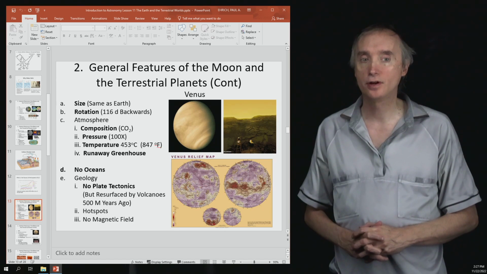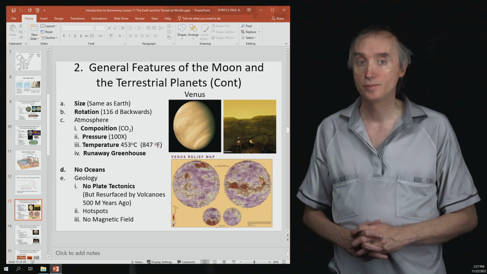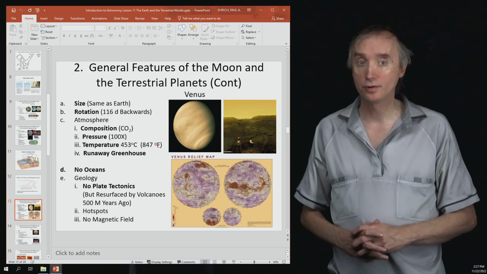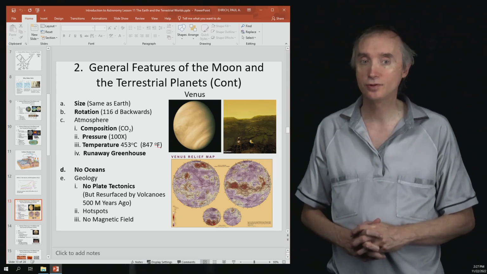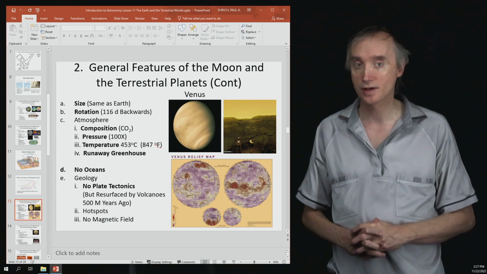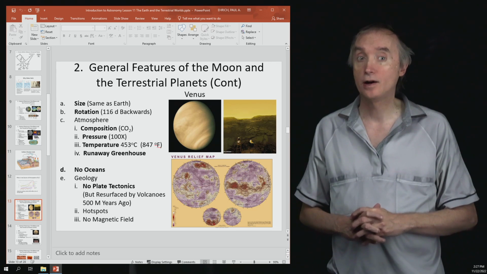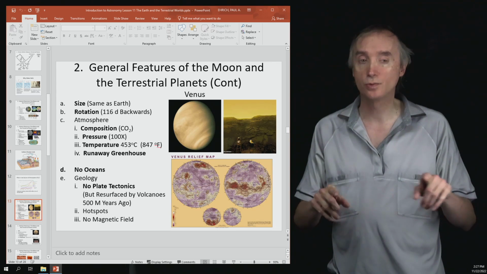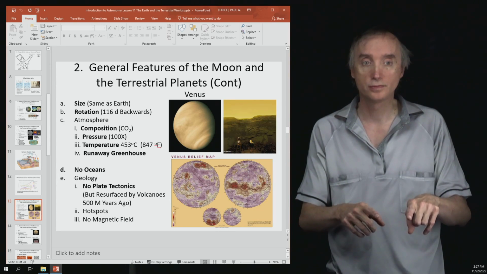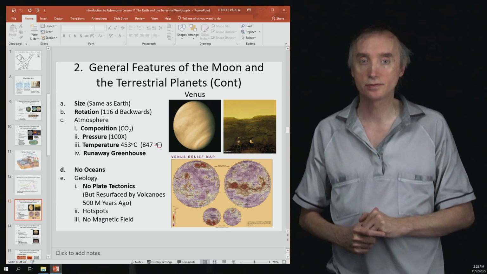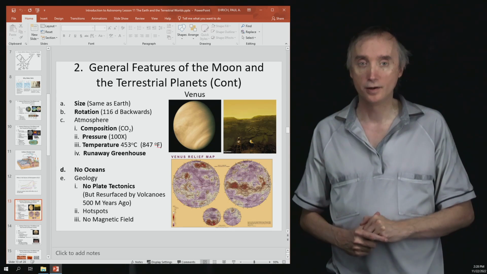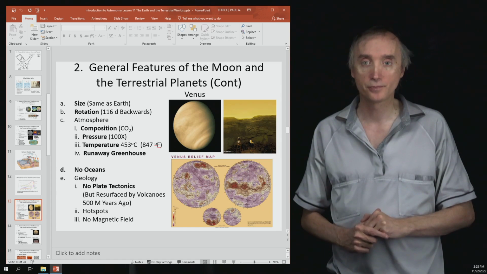So the first thing that you're going to notice is that it's the same size as the Earth. Okay, now that's important because if it's the same size as the Earth, it should be as hot on the inside as the Earth, which it is. Okay, now inside the Earth, the heat is what generates plate tectonics. But we don't think that there's any plate tectonics on Venus. So something went wrong. And we'll find out what that is later.